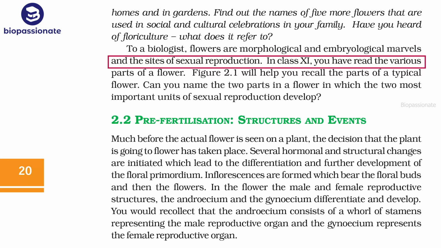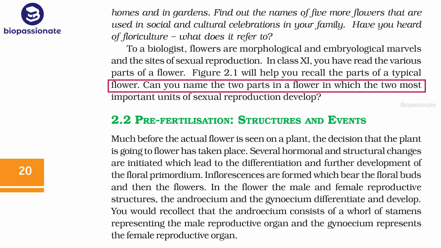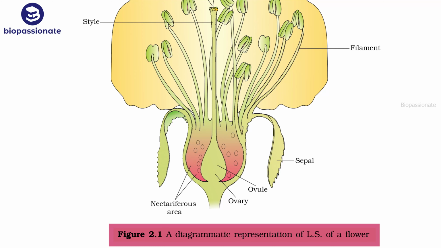In class 11, you have read the various parts of a flower. Figure 2.1 will help you recall the parts of a typical flower. Can you name the 2 parts in a flower in which the 2 most important units of sexual reproduction develop? Figure 2.1, a diagrammatic representation of LS of a flower.